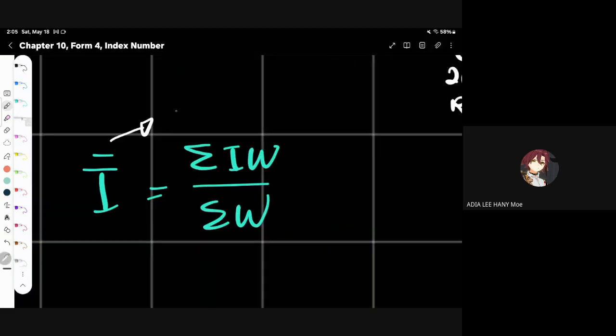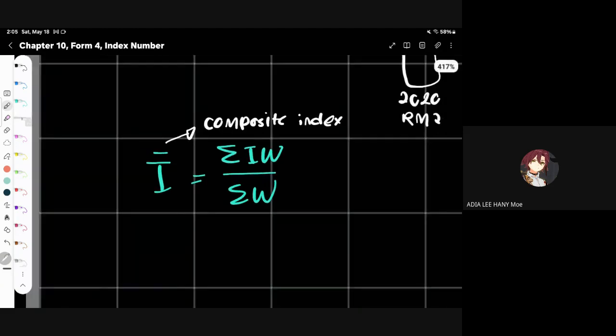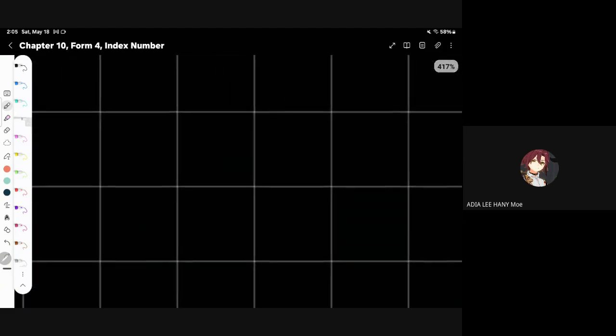Composite index, right? If I were to do like this, let me ask you, that one is simple. So let me ask you, how do I draw nasi lemak? I don't know, I'm just going to do like this. That is nasi lemak.